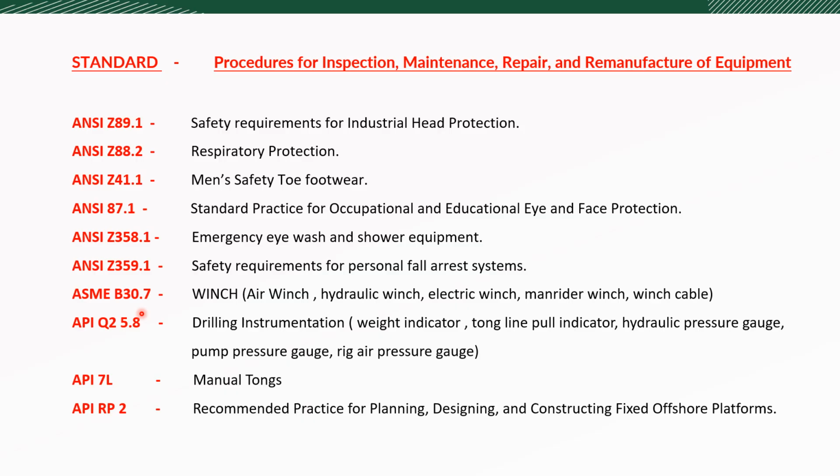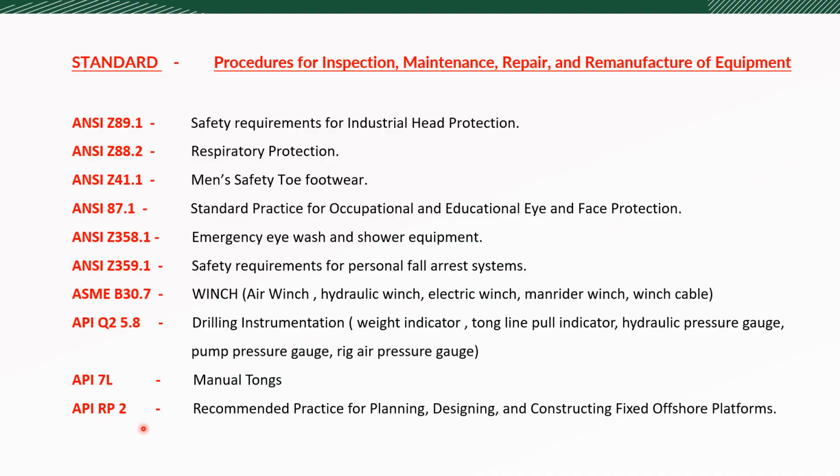ASME B30.7, winch, all the winches used in the petroleum industries, either air winch, hydraulic winch, electric winch, man rider winch, or winch cable. API Q2 5.8, drilling instrumentations, all the instrumentations used in the rig or petroleum industries. For example, the weight indicator, tong line pull indicator, hydraulic pressure gauge, pump pressure gauge, rig air pressure gauge, pit level. All these indicators will come under this standard. API 7L for the manual tongs.